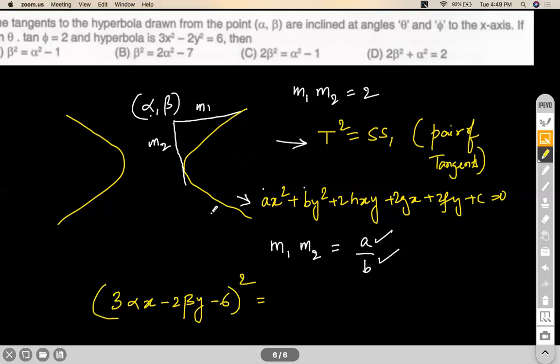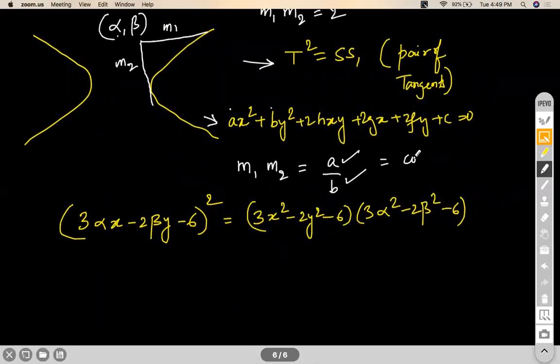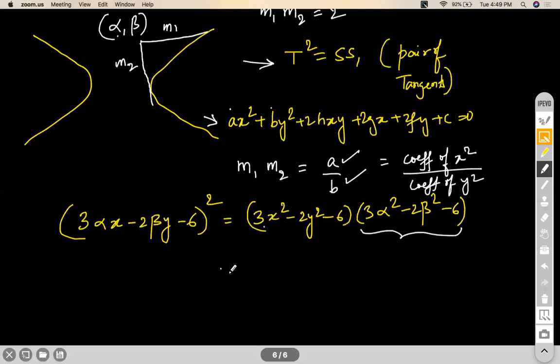What is SS1? SS1 will be 3x square minus 2y square minus 6, into 3 alpha square minus 2 beta square minus 6. From here, I need to just pull out the ratio of the coefficient of x square by the coefficient of y square. You don't have to expand it to get that coefficient. You can directly get it if you segregate out the coefficient. What will be the coefficient of x square? Coefficient of x square will be 3 into this. By the way, this is the constant term, right? So it will be 3 into this, and from here I will get minus 9 alpha square.